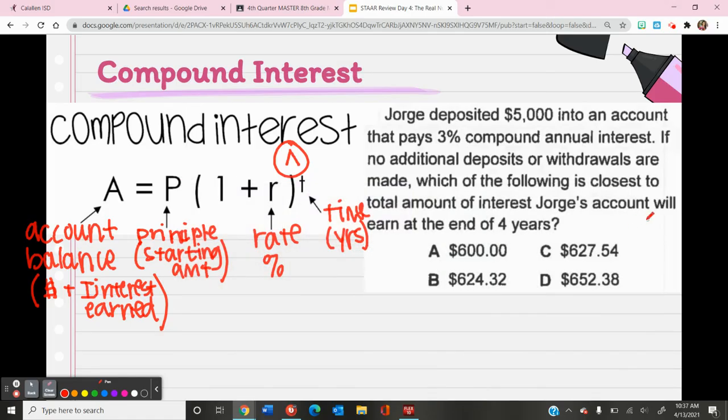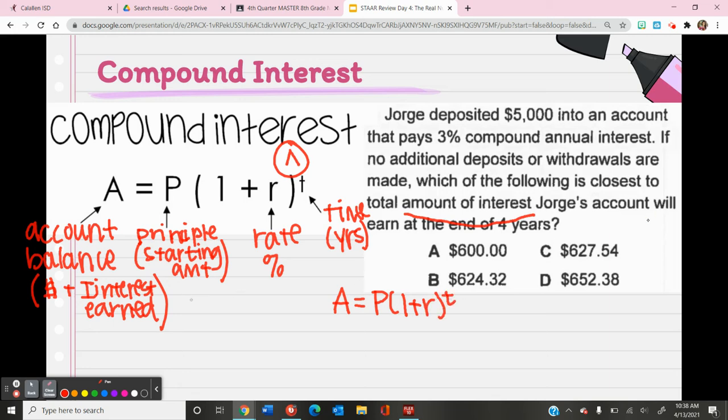It says George deposited $5,000 in an account that pays 3% compound annual interest. If no additional deposits or withdrawals are made, which of the following is closest to the total amount of interest George's account will earn at the end of 4 years? It's very important to remember that whenever you're using the compound interest formula, it gives you the account balance. Now, my question is asking for solely the amount of interest. So if I'm looking for the amount of interest, once I plug all my numbers in, I'm just going to subtract my principal. So again, we have A equals P times 1 plus R to the power of T.